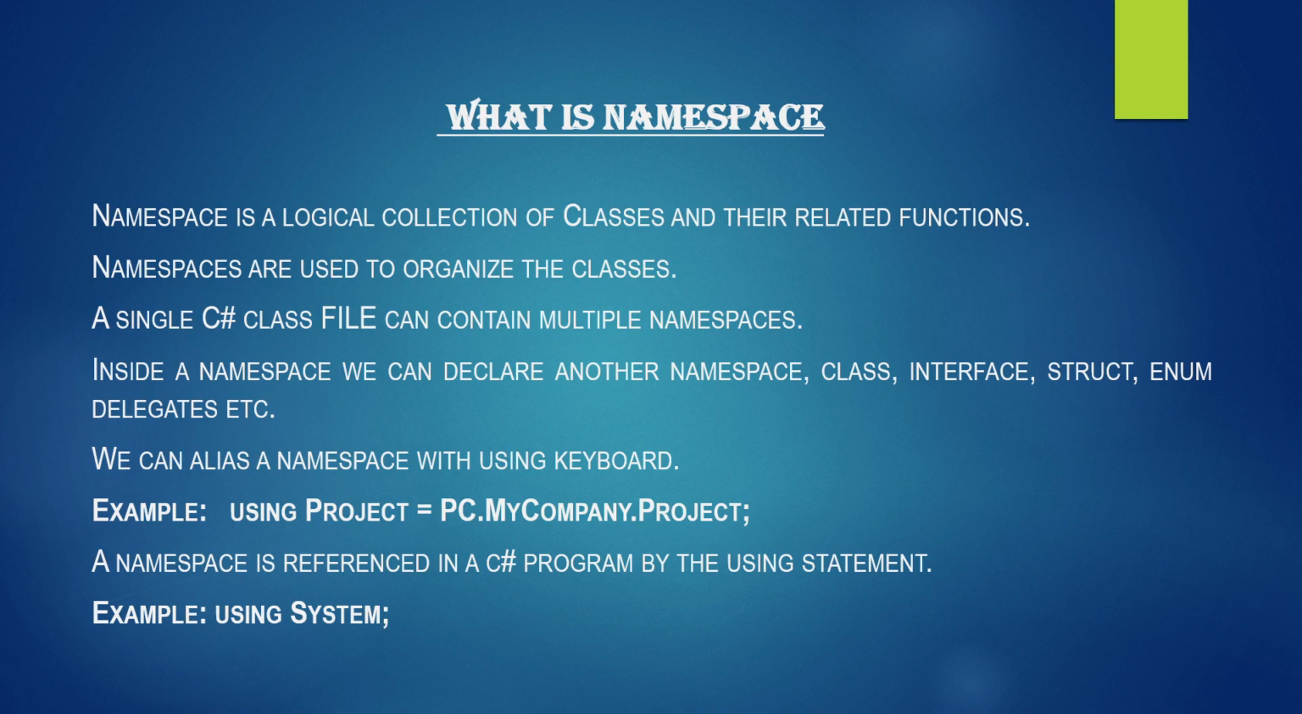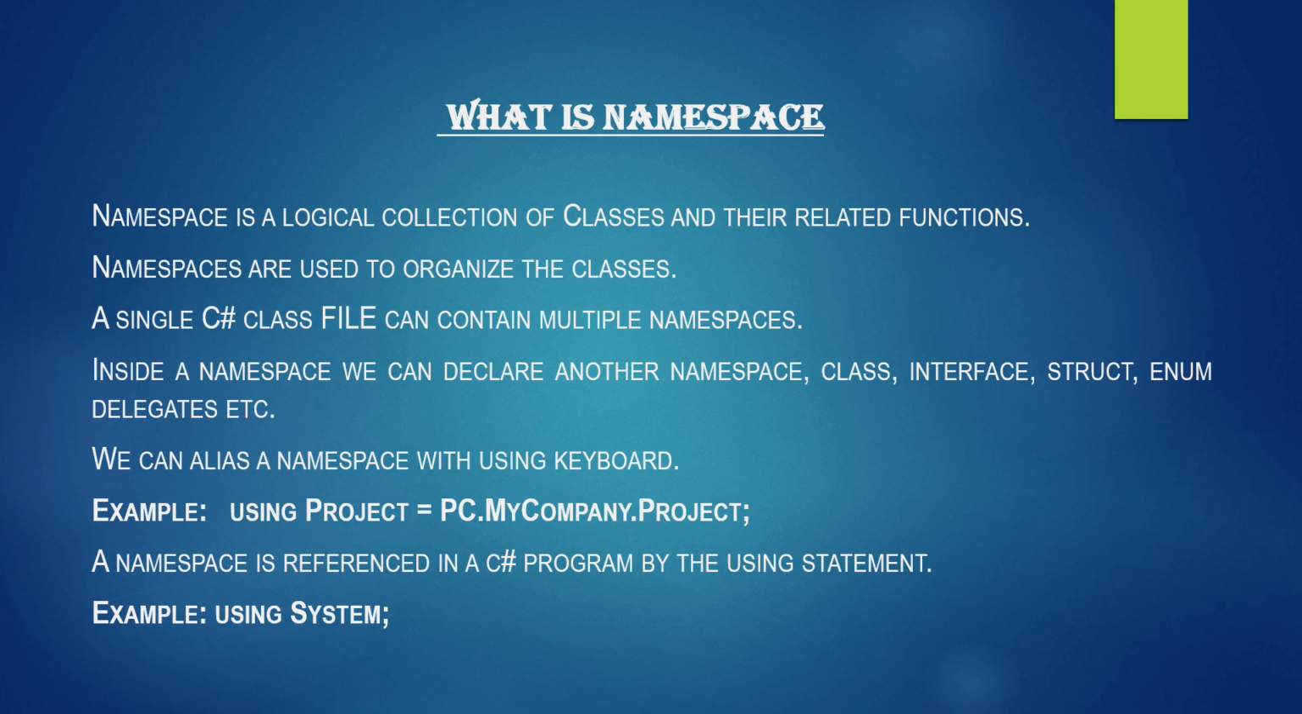So what is a namespace? A namespace is a logical collection of classes and their related functions. Or we can say that namespaces are used to organize the classes. Inside a namespace, we can create multiple classes. A single C# class file can contain multiple namespaces. If we are going to create a C# class file and we want to use multiple namespaces, we can create multiple namespaces in that file.